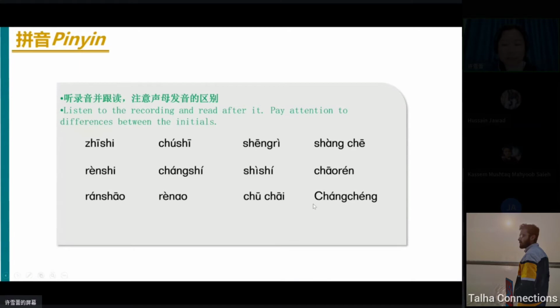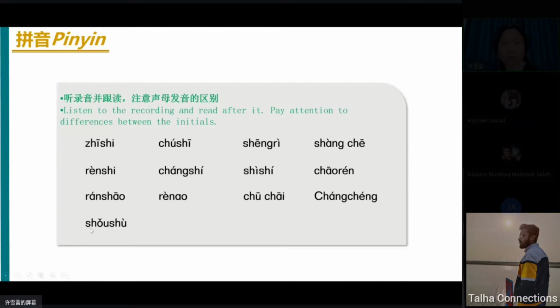Changcheng. 长城 is the Great Wall. I know that in Beijing, the Great Wall is a very popular tourist destination for visitors. When you visit Beijing, probably Changcheng is one of the places you must go. So, Changcheng, the Great Wall. Yes, the Great Wall.